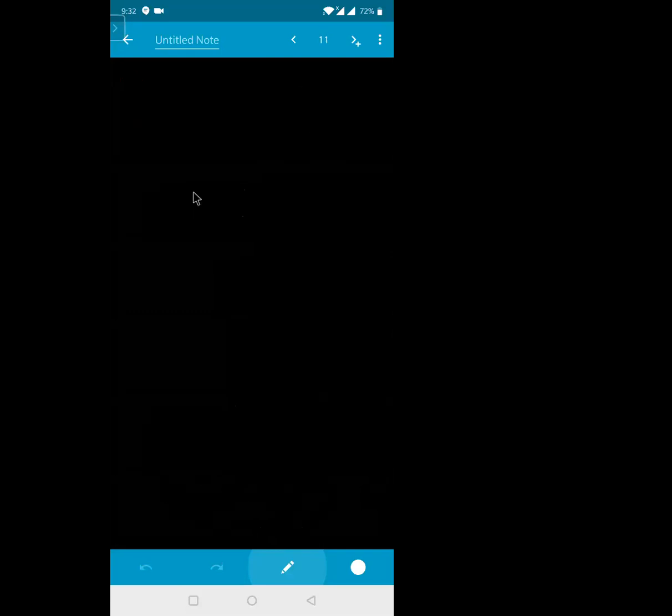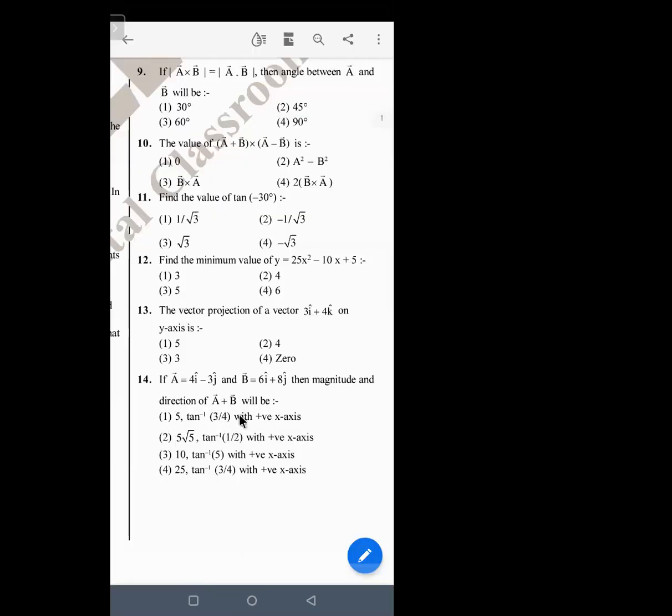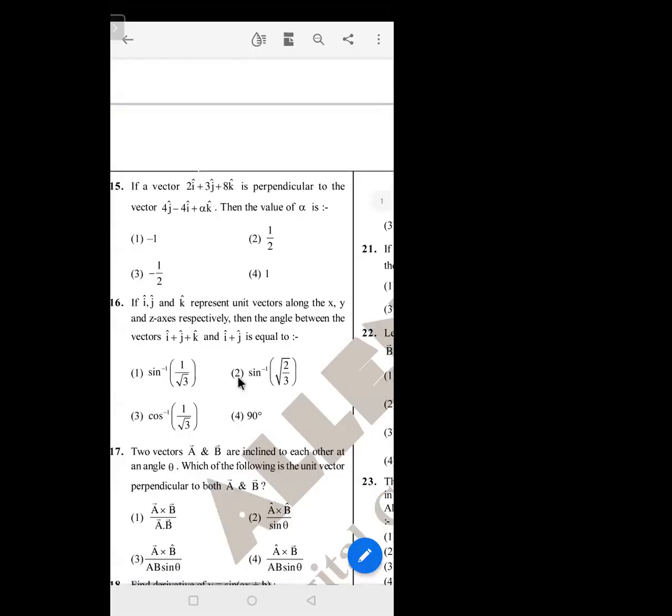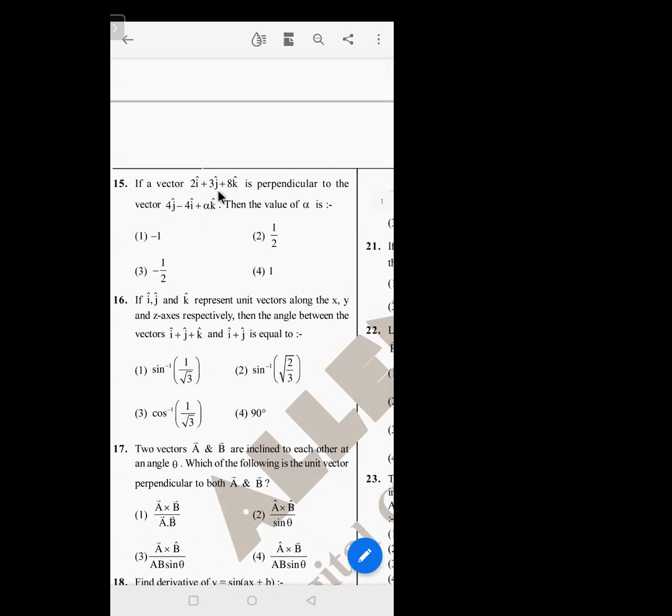Then question number 15, if I'm taking it right now. Where is question number 15? Yes. If the vector 2i cap plus 3j cap plus 8k cap is perpendicular to the vector 4j cap minus 4i cap plus alpha k cap, see the condition right now, the value of alpha will be equal to how much?